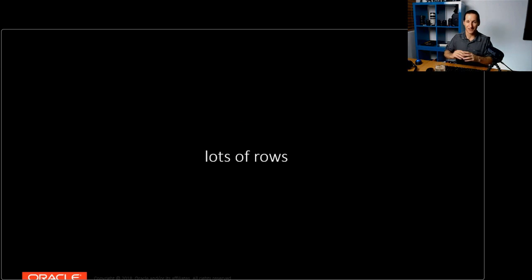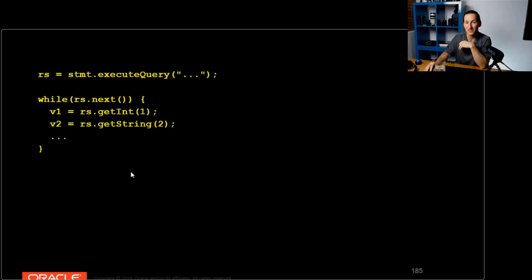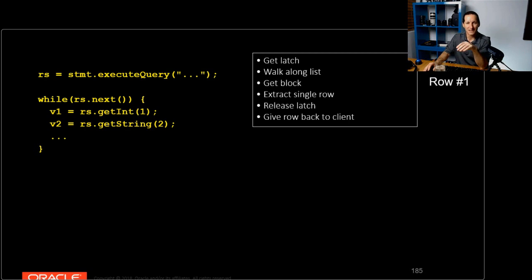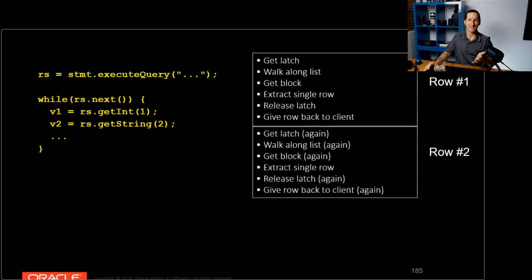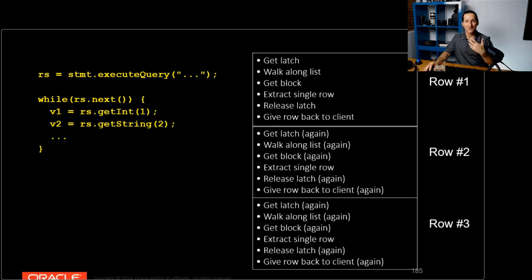And if you get lots of rows, which is obviously very, very common every time you do anything inside of Oracle, it's often a cursor loop. We have a lot of latching. So a typical program might look like something like this in Java, but in PL/SQL it would be: open cursor, loop, fetch, fetch, fetch, fetch, fetch. To get row 1, we get the latch. We walk along the list. We get the block. We get the row. We release the latch. Give the row back to the client. Row 2, it's the same thing. Get the latch, walk along the list, get the block, get the row, etc. We'll get row 3, etc., etc.